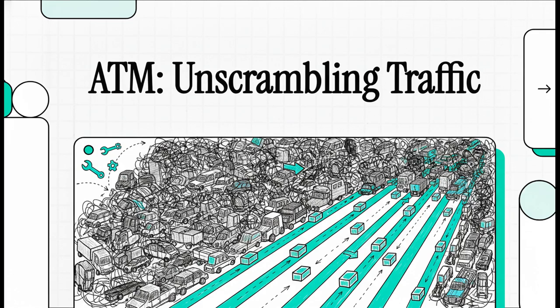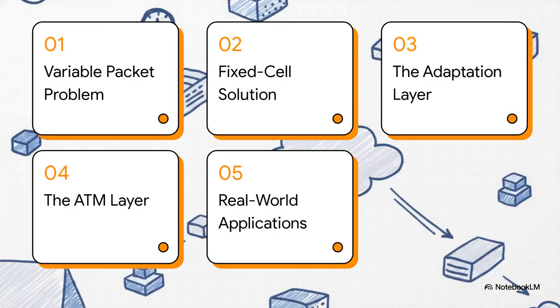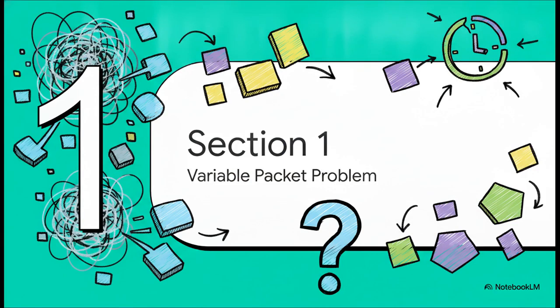It's a foundational technology that absolutely changed how digital data travels across the globe. Here is our quick roadmap for this explainer. We're going to start with the variable packet problem, move on to ATM's fixed cell solution, dive deep into the adaptation and ATM layers, and finally wrap up with some real-world applications. Section 1, the variable packet problem.